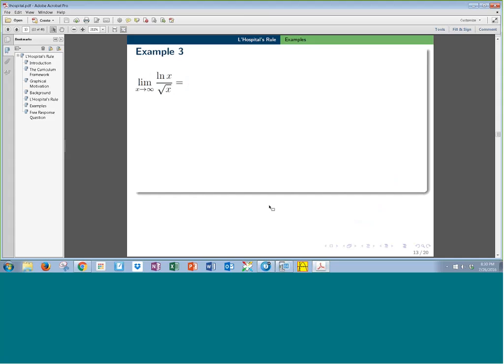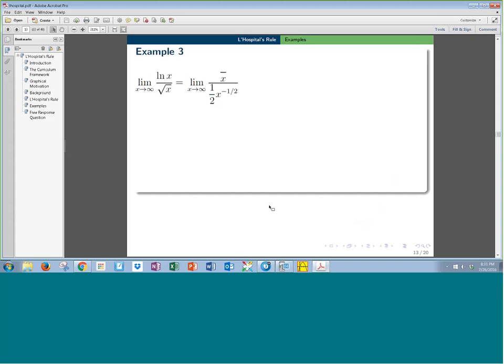Okay, so example 3. Let's take a look at the limit as x goes to infinity of log x divided by the square root of x. I'm going to check to make sure that the conditions are satisfied. As x goes out to infinity, log x is increasing without bound, and so is the square root of x. So I have to do something here. I have infinity over infinity. I don't see any nice, clever trick here, so I'm going to use L'Hopital.